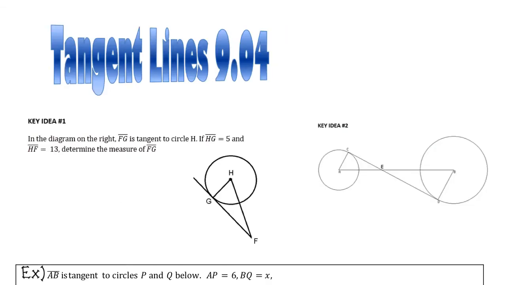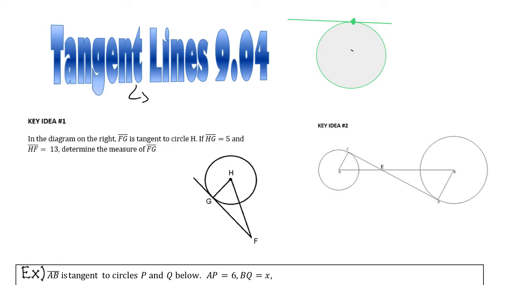So today we're going to talk about tangent lines. And what tangent lines are, if I have a circle, a tangent line is just a line that hits the circle once. So I'm going to make a line. So there is a tangent line. It hits the circle in one spot and it's on the outside of the circle.